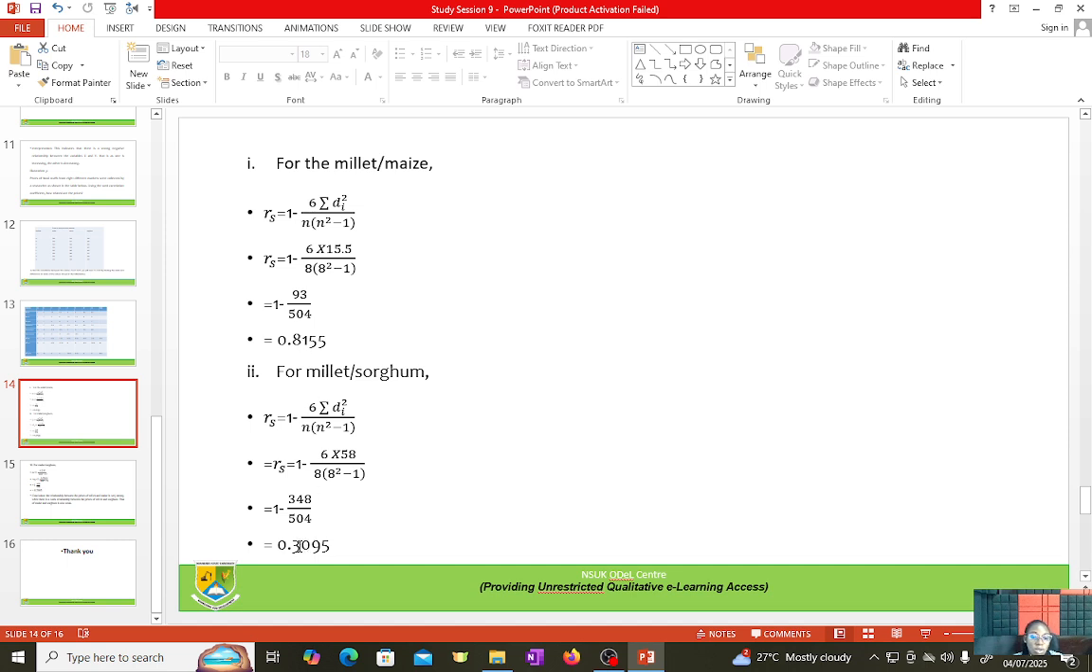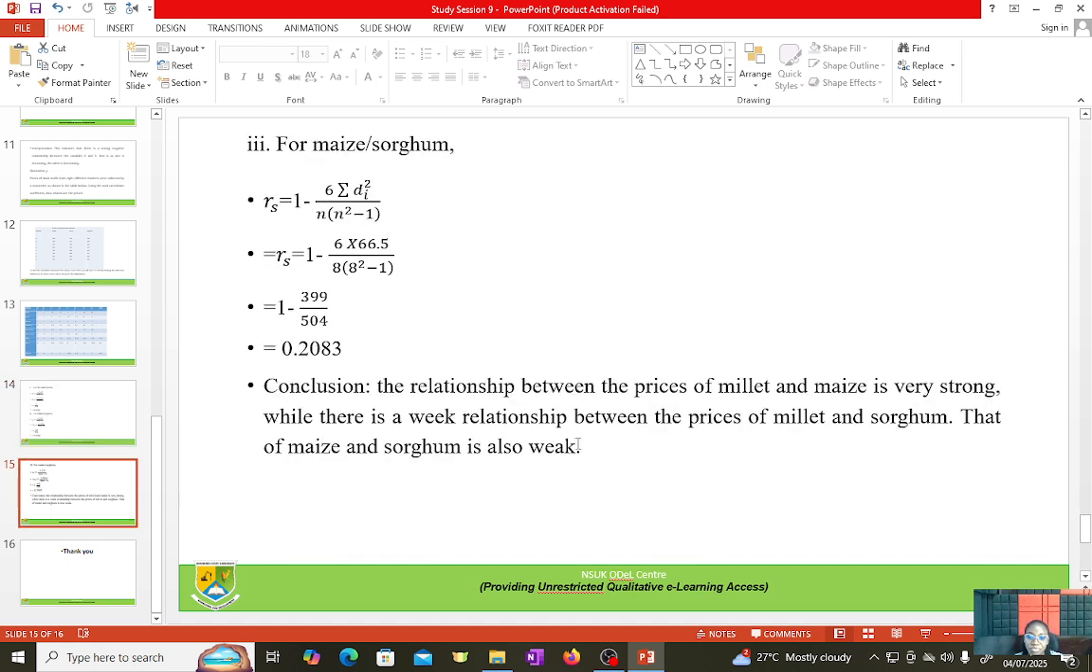For the relationship between millet and sorghum, we can say there is a weak relationship, and also for that of maize and sorghum, there is a weak relationship because it is less than 1. Even though it is positive, it is less than 1. So there is a weak relationship between their prices. That's the conclusion that can be drawn from this data set. With this, we'll be wrapping up on Spearman's correlation coefficients. Thank you.